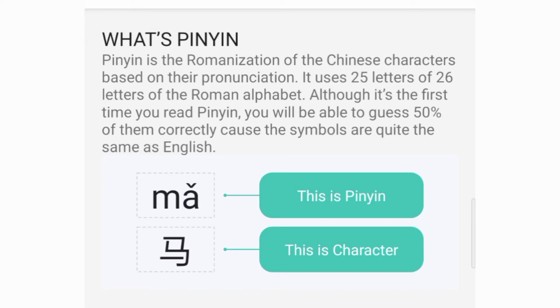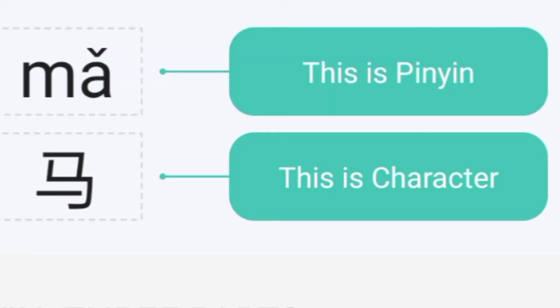Introduction. What's pinyin? Pinyin is the romanization of the Chinese characters based on their pronunciation. It uses 25 of the 26 letters of the Roman alphabet. Although it's your first time reading pinyin, you will be able to guess 50% of them correctly, because the symbols are quite the same as English. Ma.